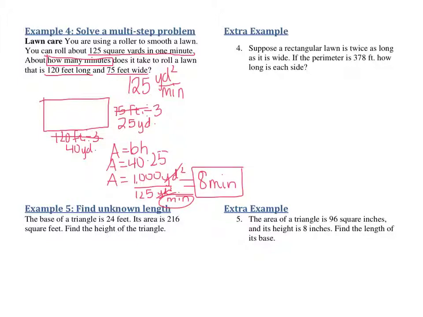So just backtracking a little bit, because there's a lot to that problem, I set up my picture. I knew I had a rate right here that had yards, so I labeled my picture according to the feet, but then I divided both of them by 3 to find my length and width in yards. To find the area of the rectangle, I multiplied them together to get 1,000 yards squared. But my question says how many minutes, so my answer needs to be in minutes. So I divided that by 125 yards squared, leaving me with just the minutes unit, because yards squared cancel. 1,000 divided by 125 is 8, and my unit was minutes.